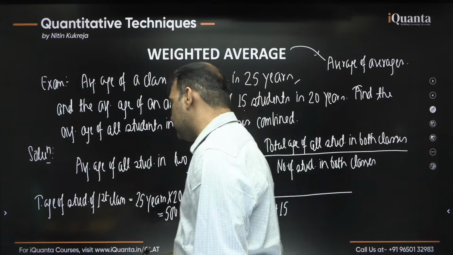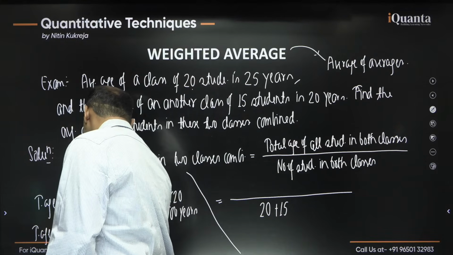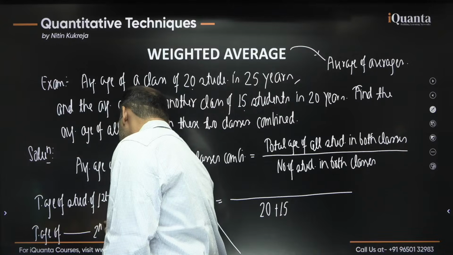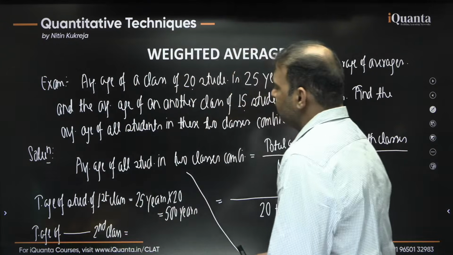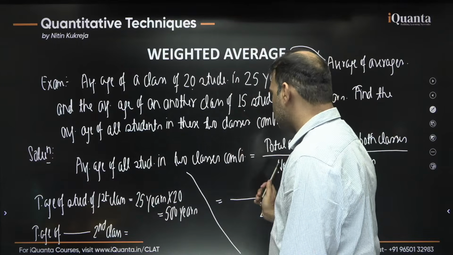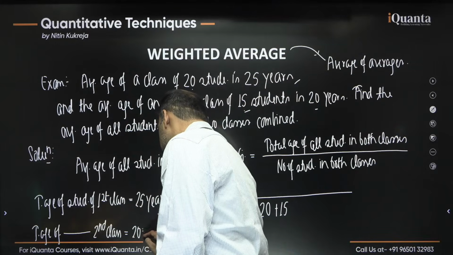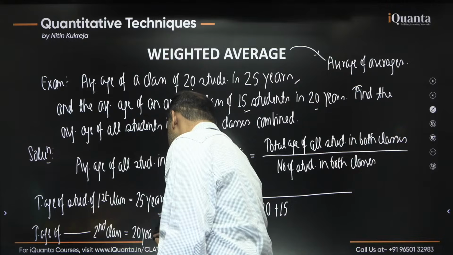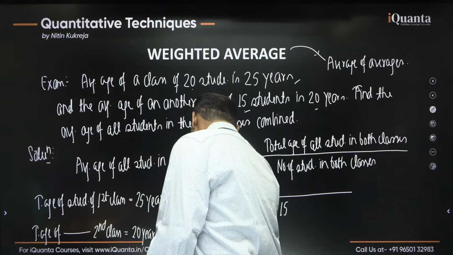Now the second thing, let's find out the total age of the students of the second class. We can do the same thing here: the average times the number of students. Average is 20, number of students is 15. So we can say 20 years times 15, right? That will give us 300 years. That's it, right guys?